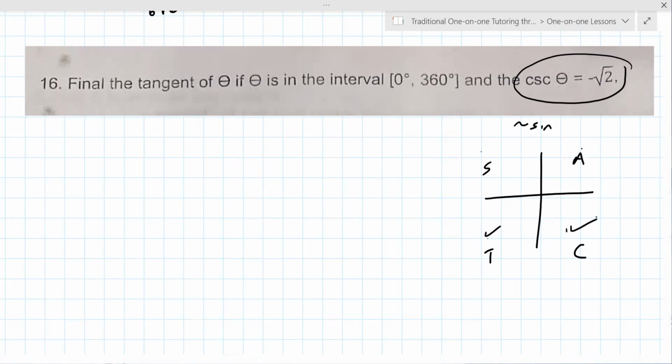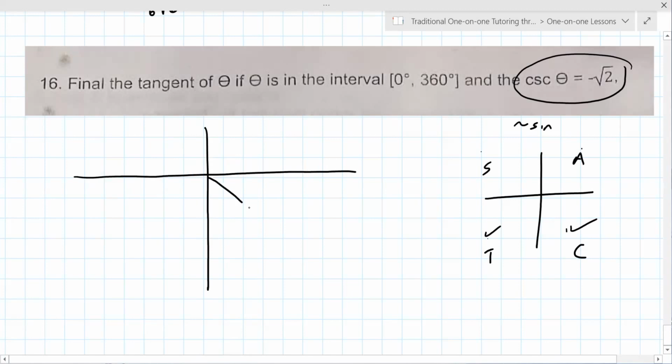Now, they're not giving you much information here, so it actually could be in either quadrant, which I don't like in this question, because it's very confusing.